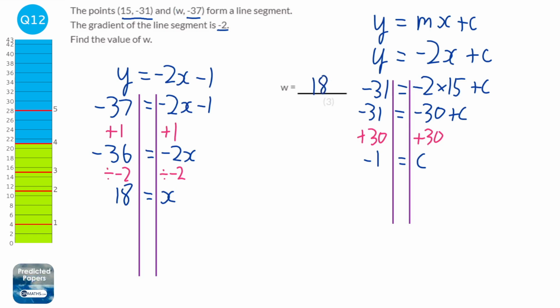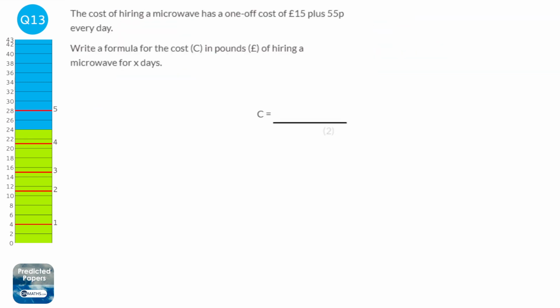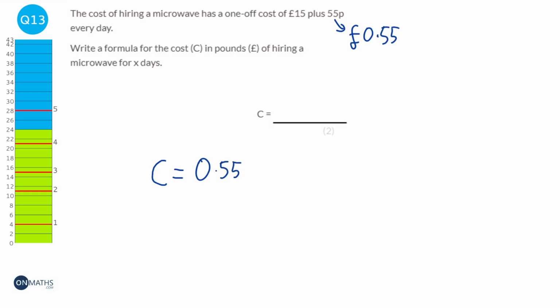So w is 18. So we're looking to write a formula for the cost in pounds of hiring a microwave for x amount of days. So the cost is C, so it's going to be C equals, and it says it's going to be 55 pence a day. Now it wants the answer in pounds, so we need to convert this 55 pence into pounds. So that's going to be 0.55, and it's going to be 0.55 times the amount of days. Well, it says the amount of days is x, so it's going to be 0.55x.